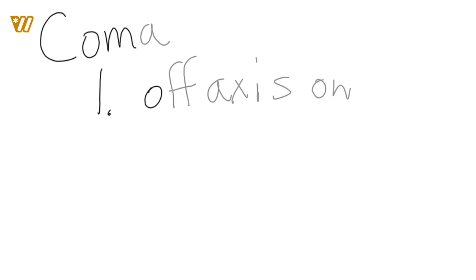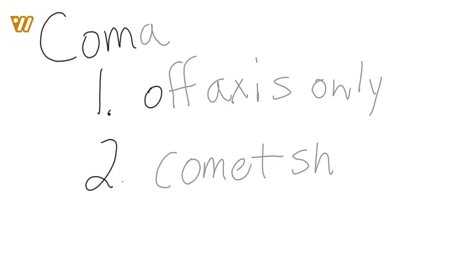Two key points for coma that we want to have down. They're both in your text, so you can just highlight them. The first one is going to be only for off-axis point sources. So it's off-axis only. That's going to be coma. The second one, if you go down two lines, you'll see an asymmetric comet-shaped blur. So two key points for coma you want to keep in mind: only for off-axis point sources, and you get an asymmetric comet-shaped blur patch with coma.